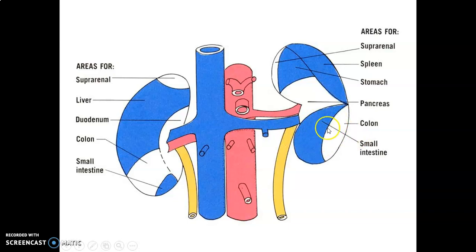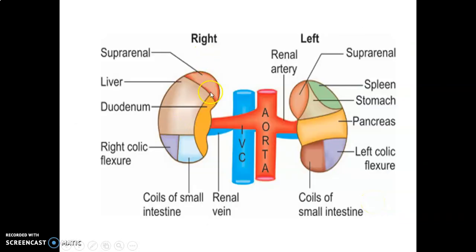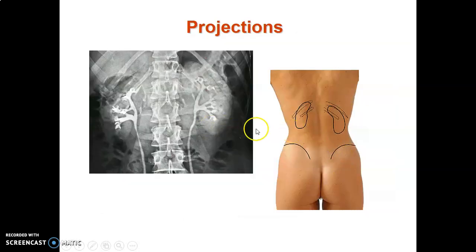So during your viva, you should be able to state the structures that groove the different parts of the kidney. This is just a repetition: liver, duodenum, the colon, and the small intestines, the spleen on the left, the stomach here, suprarenal glands of the poles, the pancreas rests here, coils of the small intestines, and the splenic flexure there. So this just shows you where you can locate the kidneys.